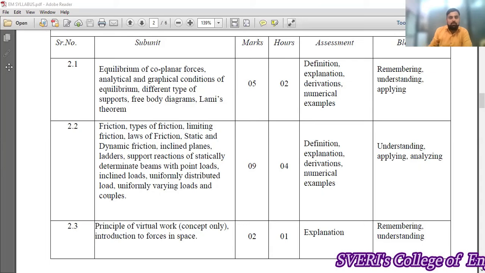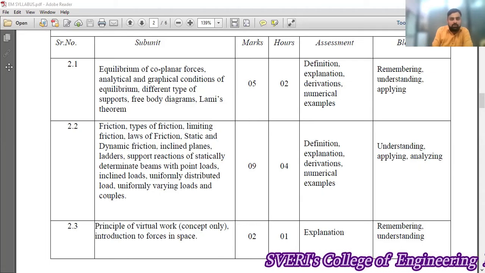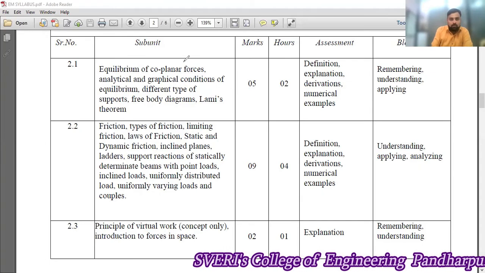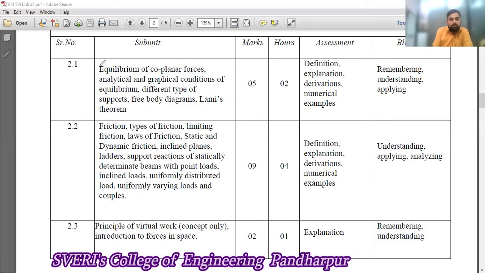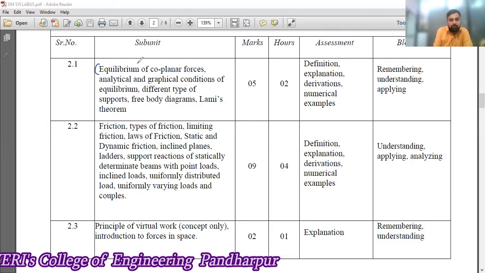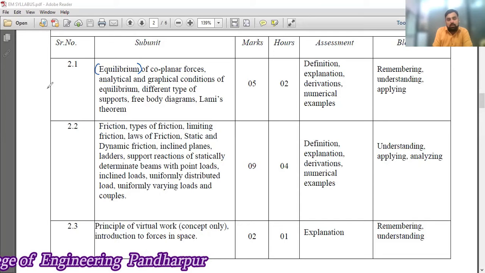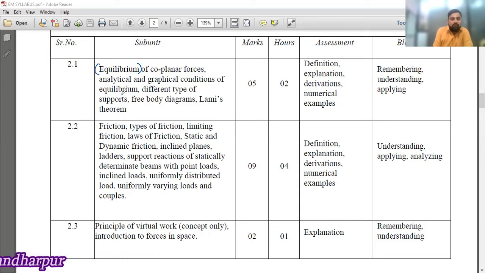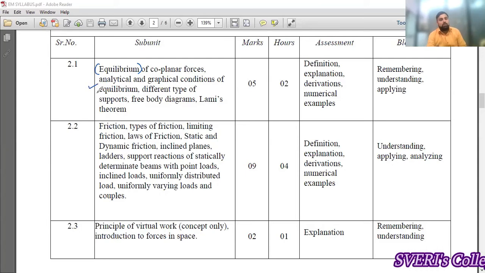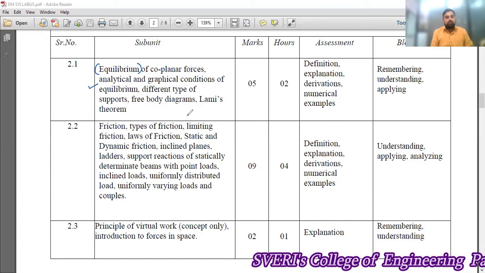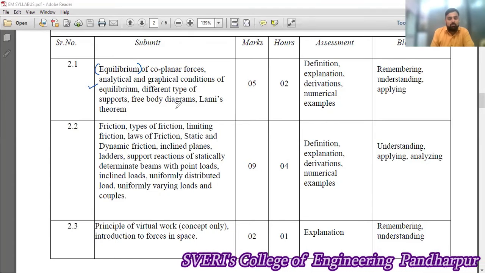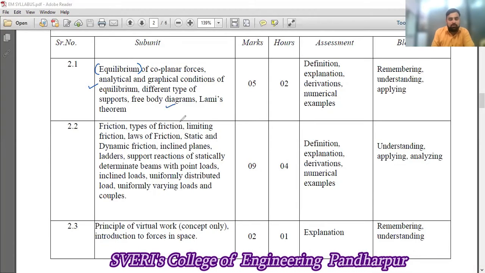So now in this unit here, you can see first is the equilibrium of coplanar forces. We are going to see what is the meaning of this equilibrium. Then analytical and graphical conditions of equilibrium. So there are three equations of equilibrium. What are those equations that we are going to see? Then what is free body diagram that we will see.